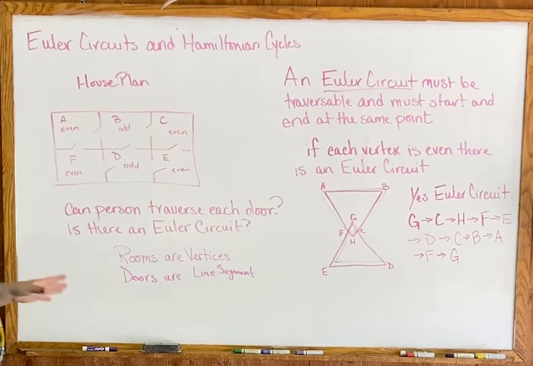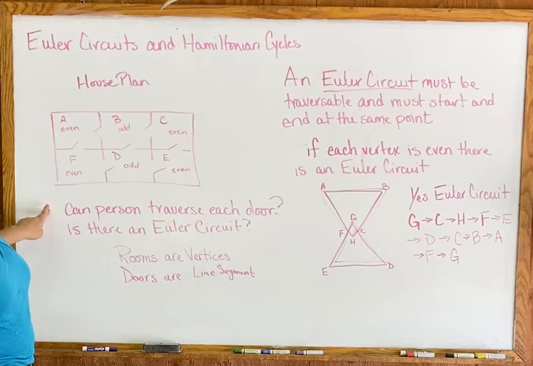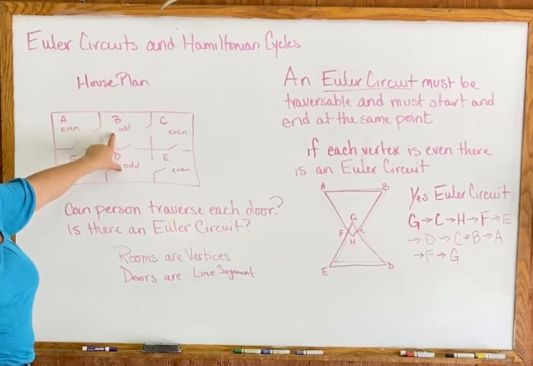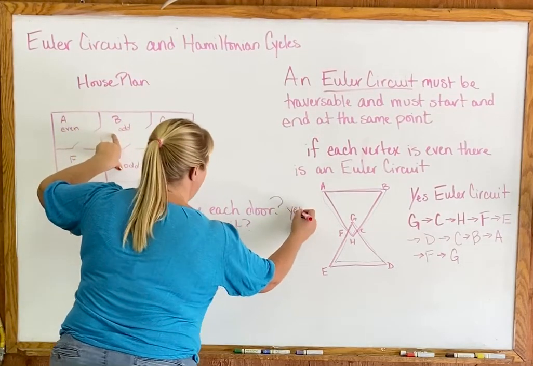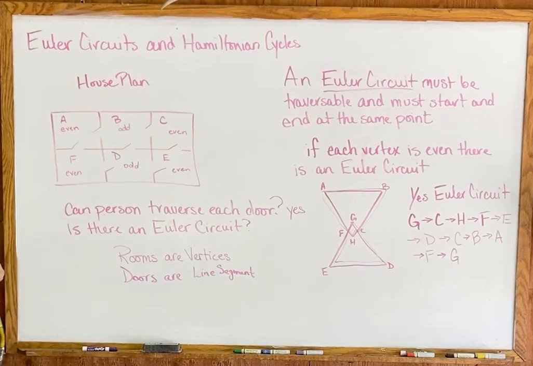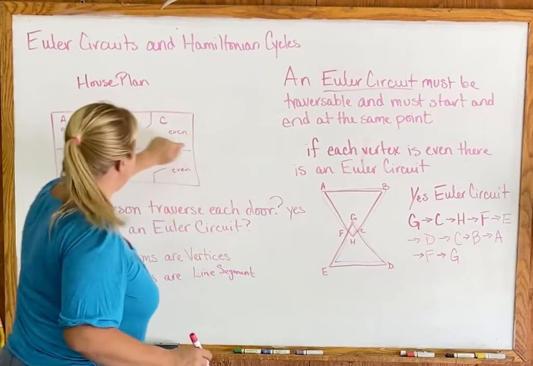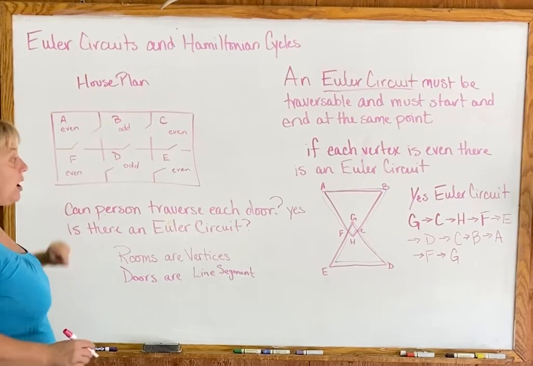So to this point, what have we learned? We can be traversable if there are 2 odds. So we have 2 odds, so can we be traversable? Yes. So the answer to this question is yes. Is there an Euler circuit? Can we start in one room, go through all of the doors, and end back in the same room? No, because of these 2 odds. If they were all even, we'd be good to go, but because of these 2 odds, we are not.